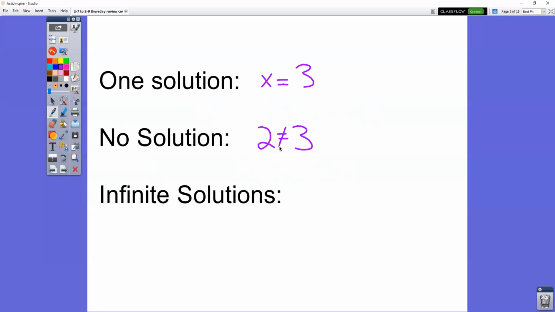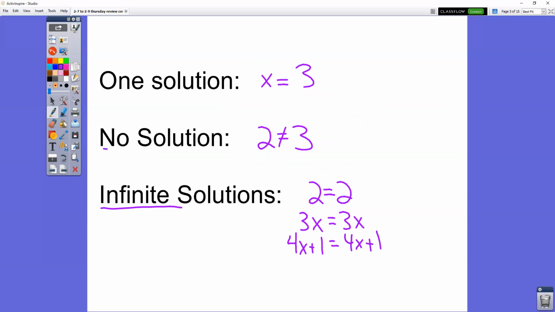Infinite solutions, there's 3 different things that could happen. You could end up with 2 equals 2, all the letters canceling out, and just left with the same number on both sides. You might have all the numbers cancel out, and you might just be left with something like 3x equals 3x, the same thing on both sides of the equal sign. Or you might get this 2-step equation type looking problem where you have 4x plus 1 equals 4x plus 1. So when you have the same thing left on both sides, it is infinite. When you have different things on both sides, it's no. When you have x equals a number, that's when it's one solution.